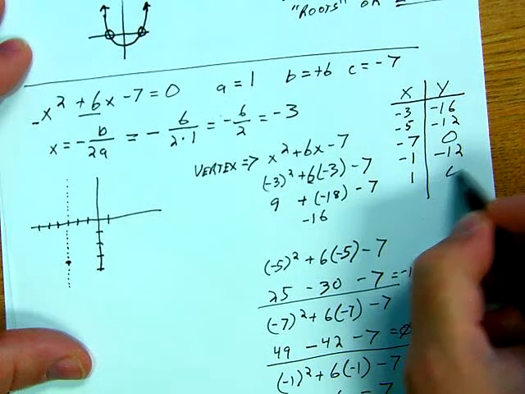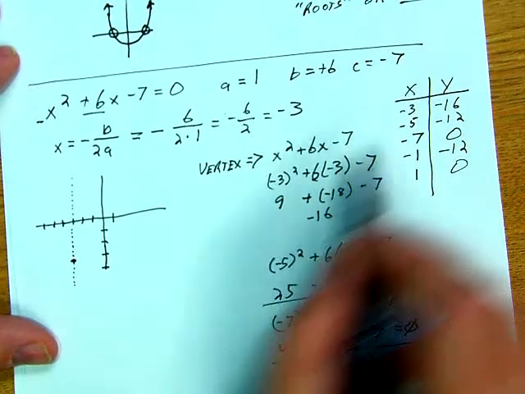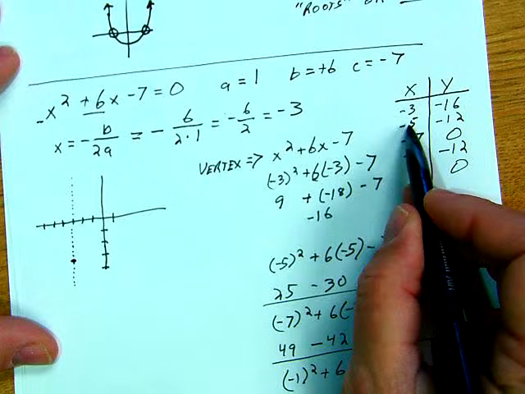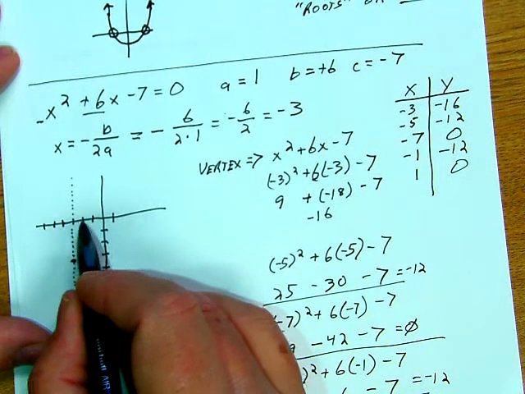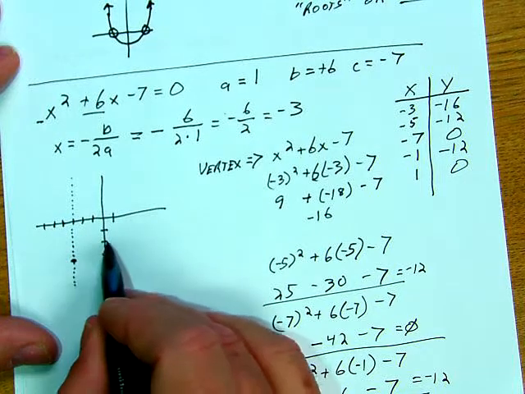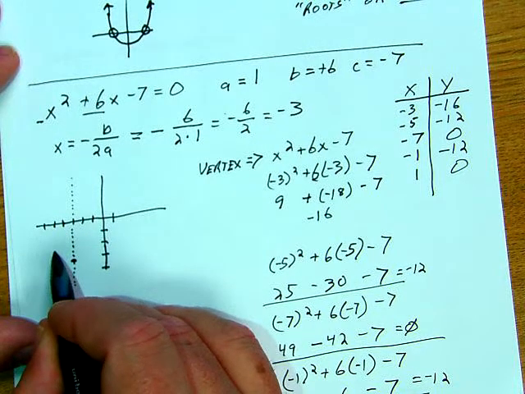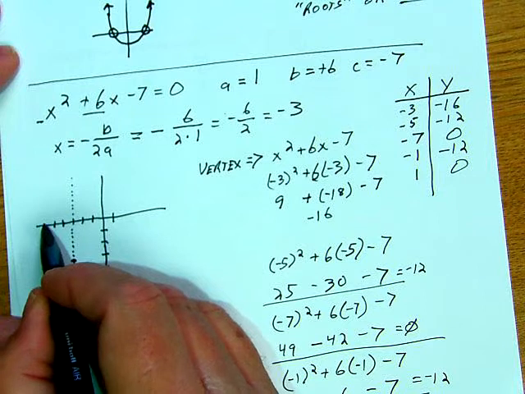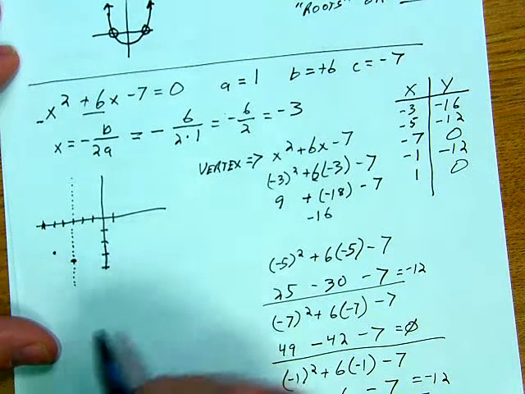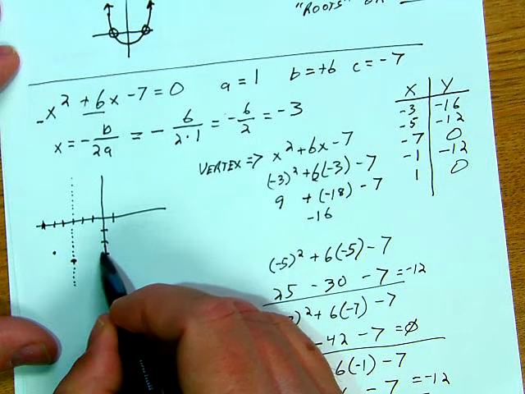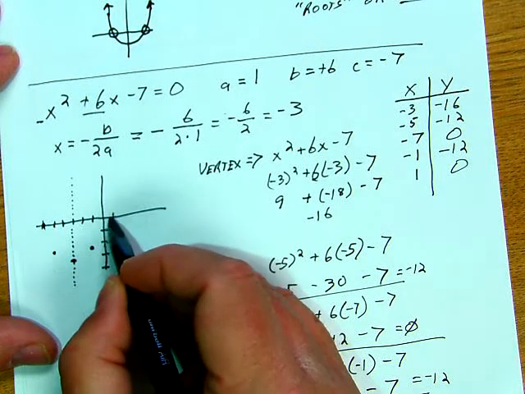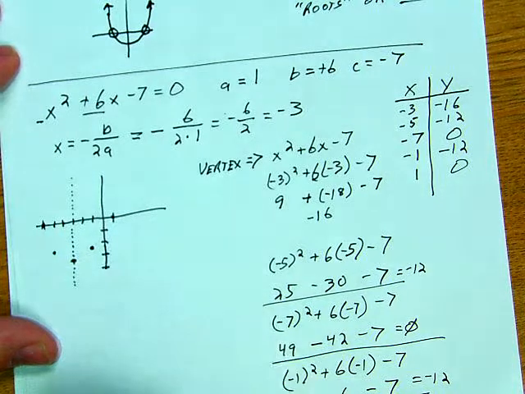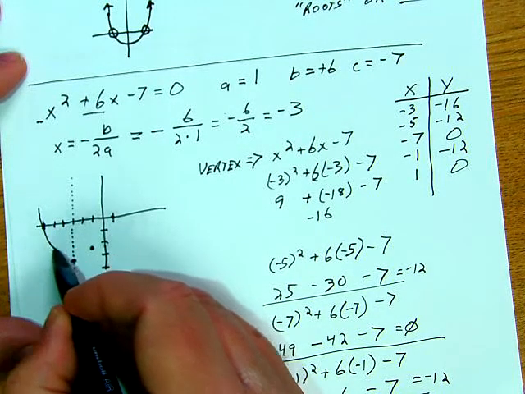So 1 and 0. Now I plot my points. I've got the negative 3, negative 16 right here. Negative 5, negative 12: negative 5, 1, 2, 3, 4, 5, and 12 would be about right here. Then negative 7, 0, and negative 1, negative 12, and 1, 0. And there is my parabola.